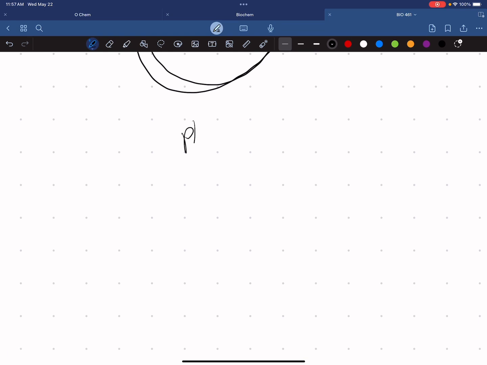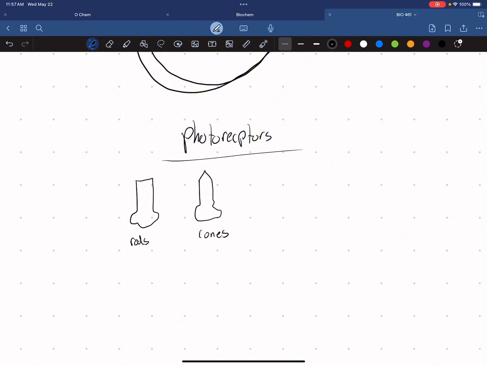Okay, so now I'm going to quickly describe the two different types of photoreceptors that we have in the retinas of our eyes. So first, I'll go ahead and just draw a little picture here that is brief, somewhat related to their shape. These are called rods, and these are called cones based on their shape.